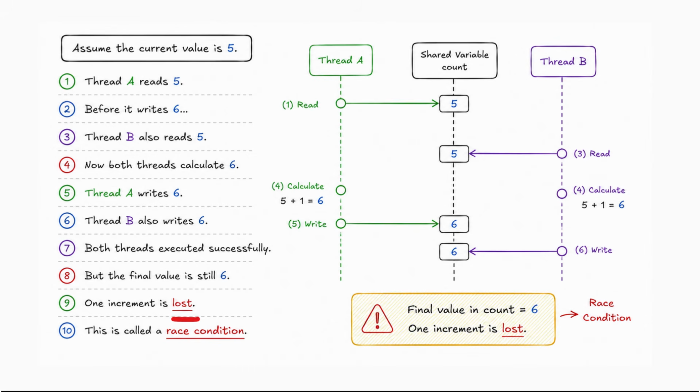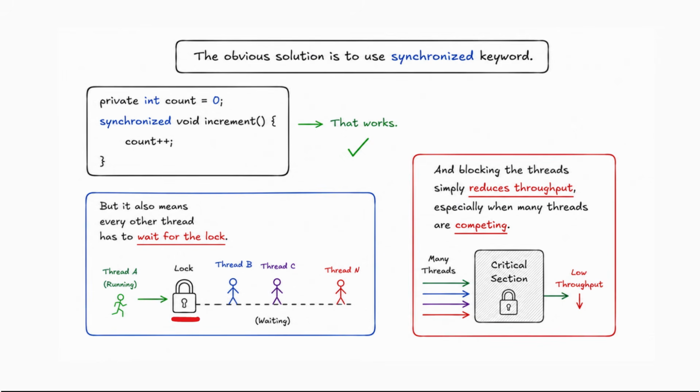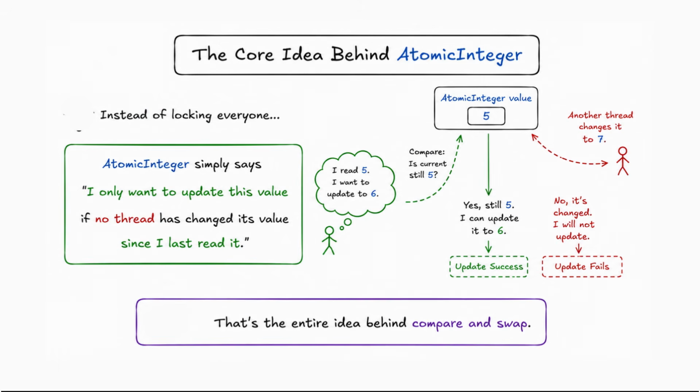This is called a race condition, and the obvious solution is to use the synchronized keyword. That works, but it also means every other thread has to wait for the lock, and blocking the threads simply reduces throughput, especially when many threads are competing. So instead of locking every thread, atomic integer simply says: I only want to update this value if no thread has changed its value since I last read it. That's the entire idea behind compare and swap.